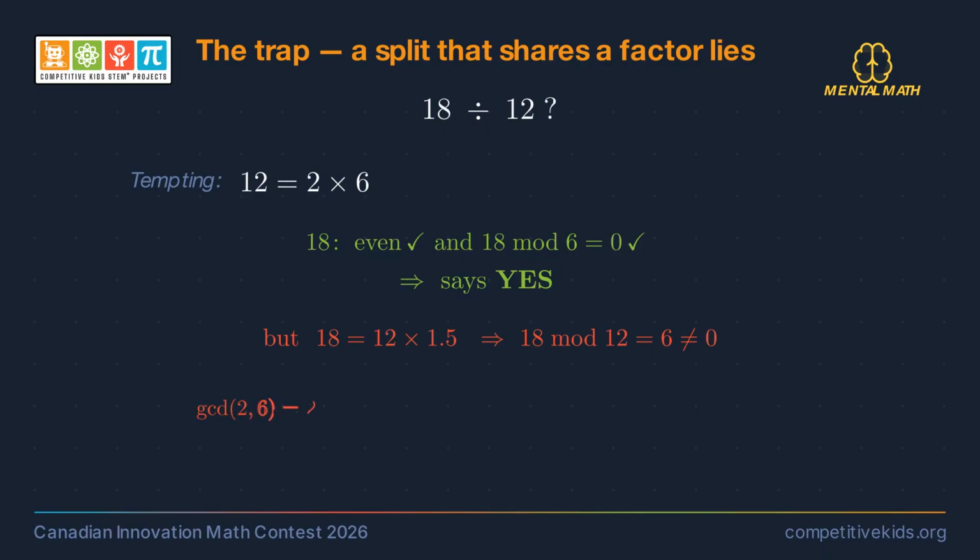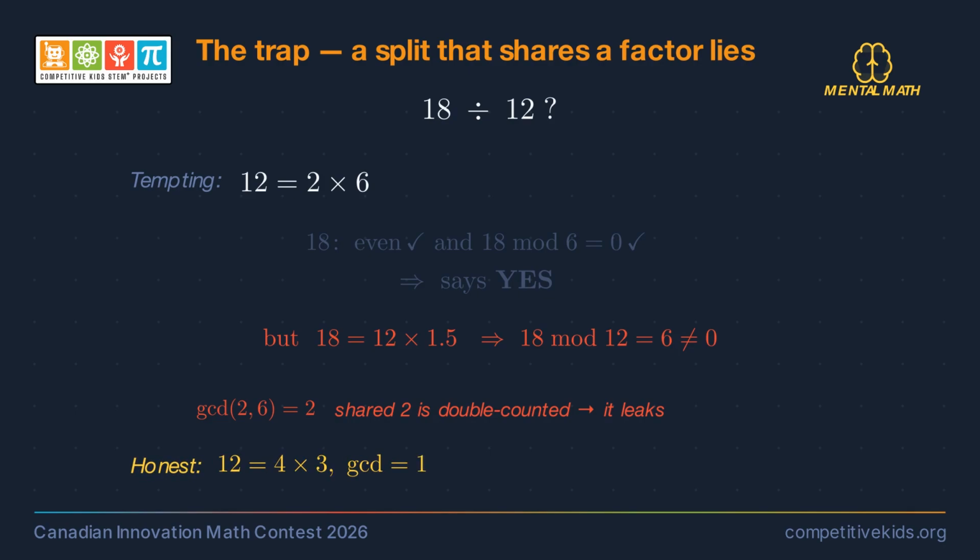The GCD of 2 and 6 is 2. The shared factor of 2 got counted twice, so it leaks. The honest split uses coprime factors. 12 is 4 times 3. Now 18 mod 4 is 2. Rejected. 18 is not divisible by 12.